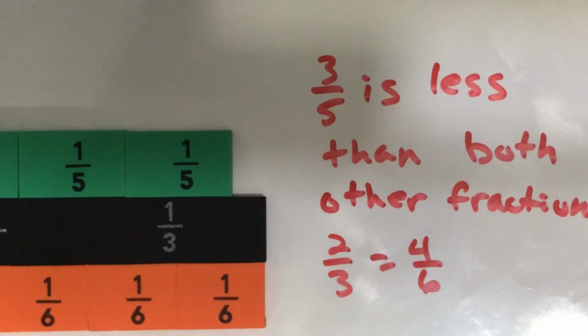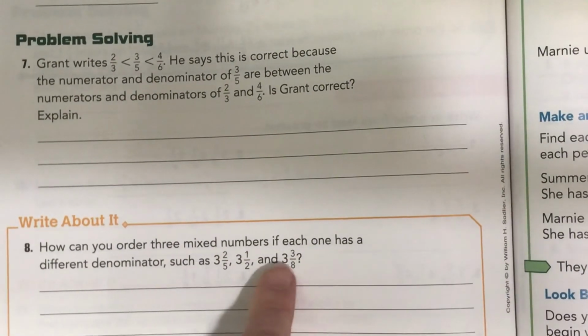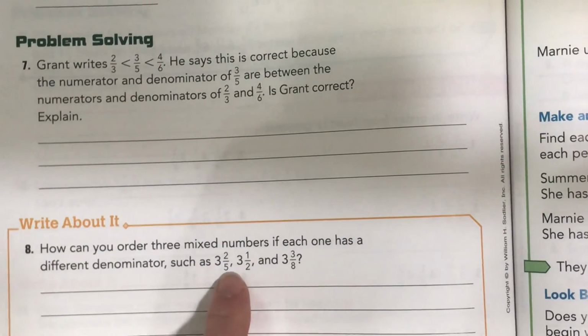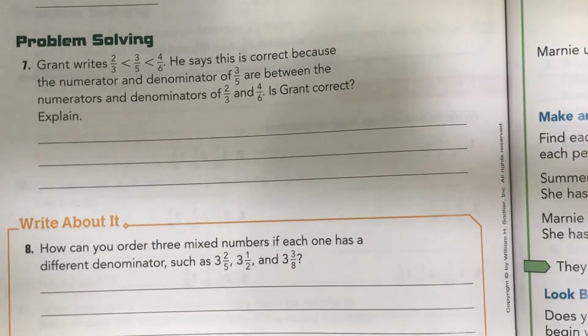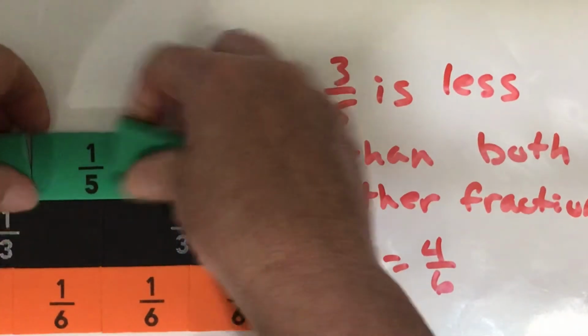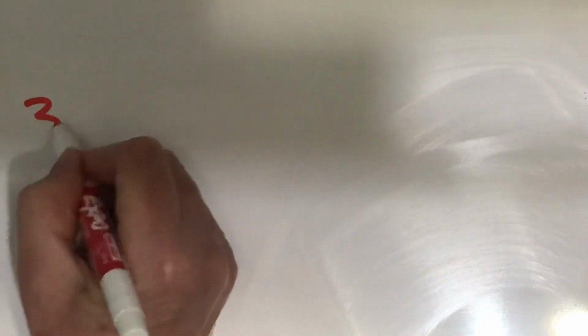And then let's look at number 8. Number 8 asks you, how can you order 3 mixed numbers if each one has a different denominator, such as 3 2/5, 3 1/2, and 3 3/8? Well, we're going to use fraction strips for that also. Okay, so we have 3 2/5, and we have 3 1/2, and 3 3/8.